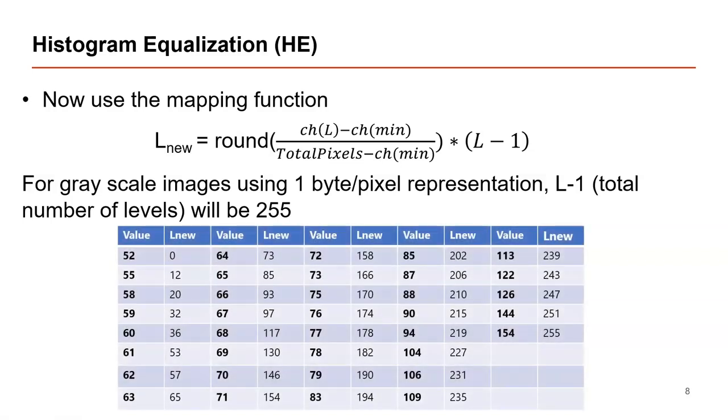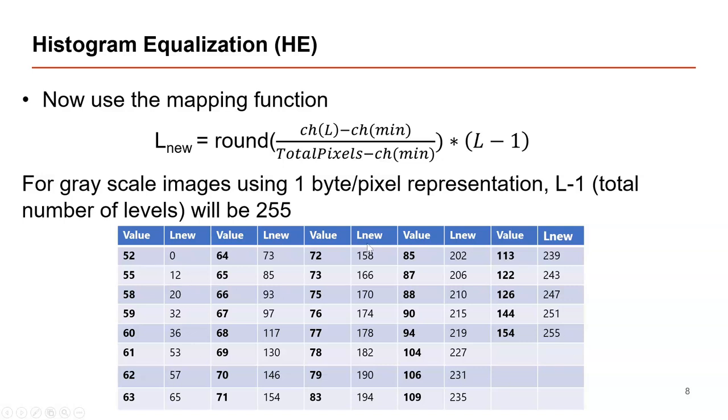Next, once you find the cumulative histogram, we will have a mapping function. And this is the mapping function used in this particular histogram equalization. For a gray level L, the new gray level in the output image will be the cumulative histogram at L minus the minimum cumulative histogram in the image, divided by the total number of pixels in the image minus the minimum cumulative histogram, times the number of gray levels in the image minus 1. In our case, since we are using 8 bits per pixel, we will be having 256 gray levels. So L minus 1 will be 255 here.